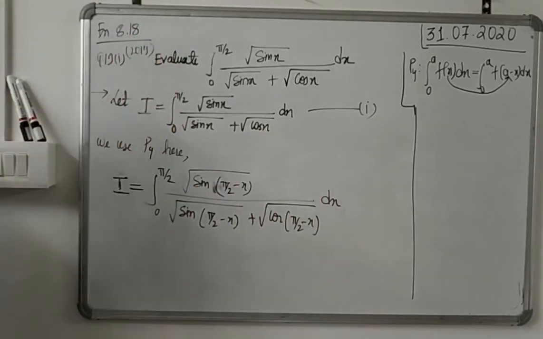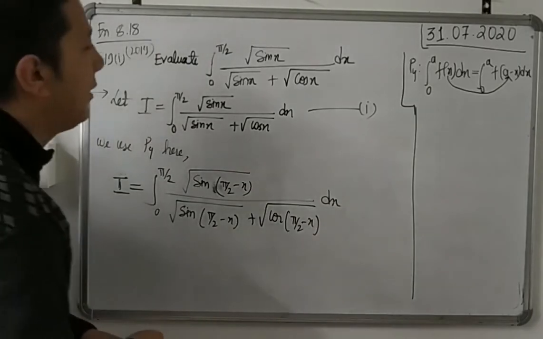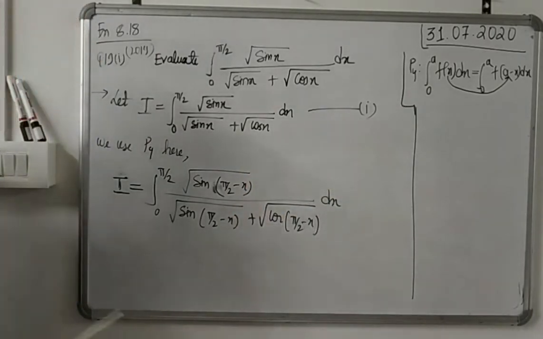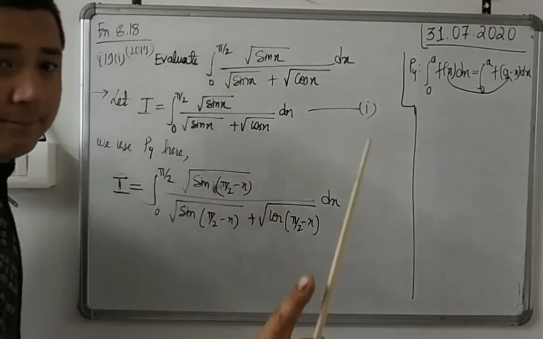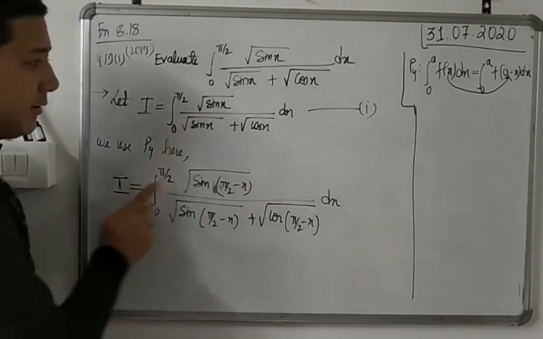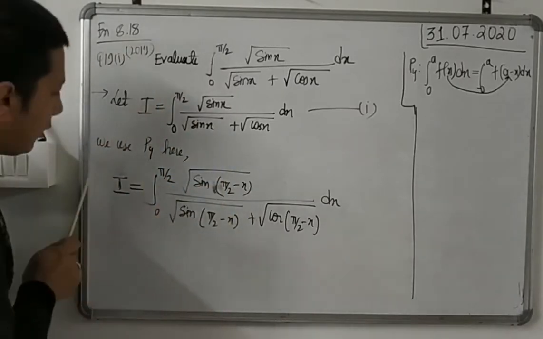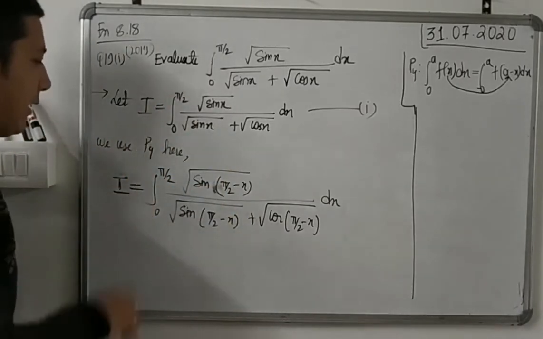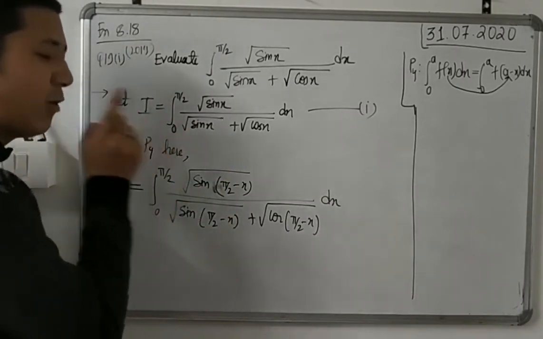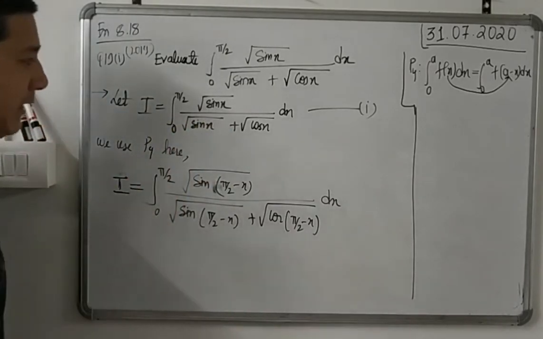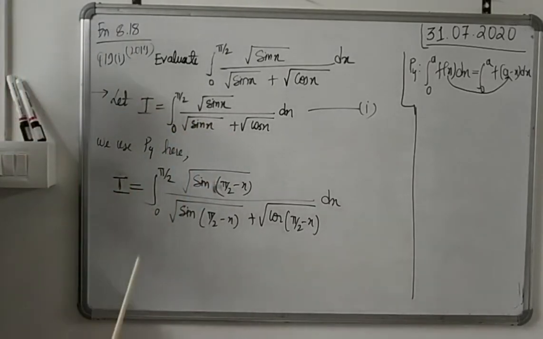Once again I am repeating. When we are doing sums on property number 4, the first step, whatever is given in the question, assume it as capital I. Now we use property 4. Then what we get is capital I equals integral 0 to pi by 2, which remains as 0 to pi by 2 since it is 0 to a.